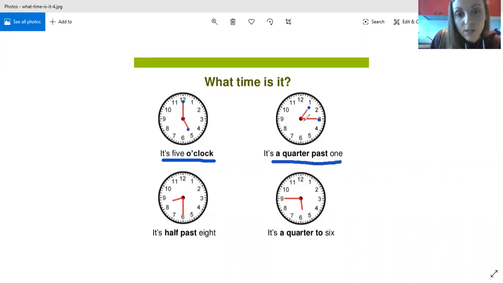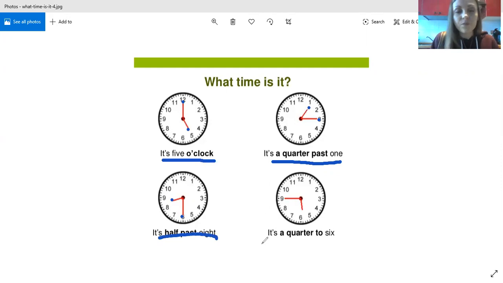So this is the long hand and this is the short hand. So it is a quarter past 1. It is on the right side, so it is past. If we go to the third picture, you see the short hand on 8 right here, and you see the long one here on 6. So it is half past 8.